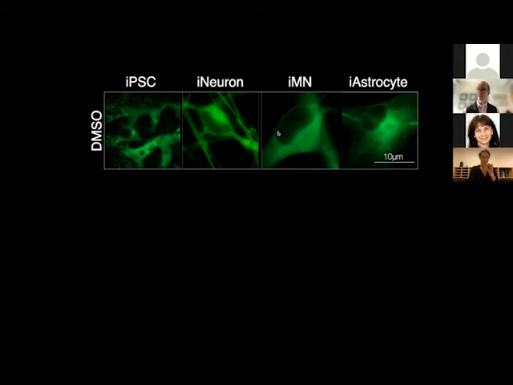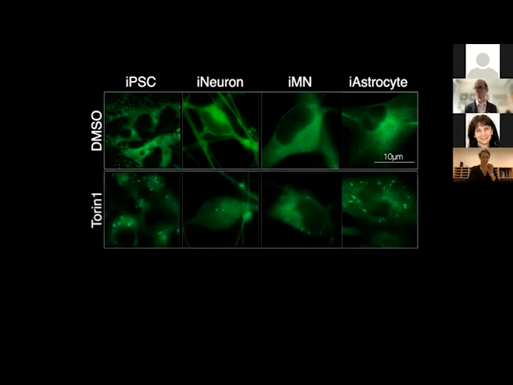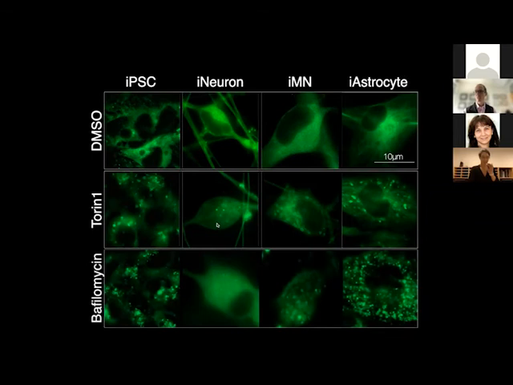These are forebrain-like neurons as compared to motor neurons as compared to astrocytes. When we stimulate with TORIN1, you see the formation of these large autophagosomes in every cell type, really except the iNeurons. And the same thing is true when we inhibit using bafilomycin. For some reason, iNeurons tend to be fairly resistant.